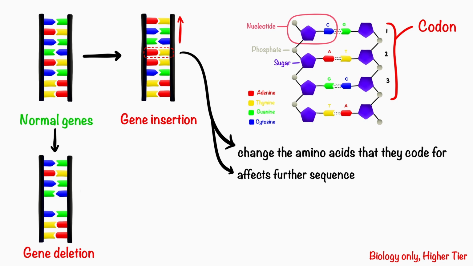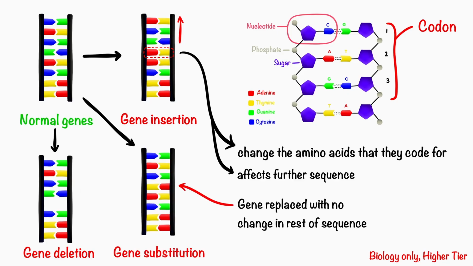Like insertions, deletions change the way that the base sequences are read and can have knock-on effects further down the sequence. Substitutions happen when a random base in the DNA base sequence is changed to a different base. A substitution may change the amino acid that is coded for, potentially affecting the protein structure and function.